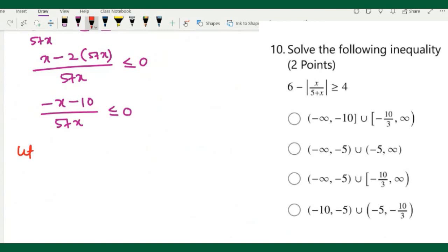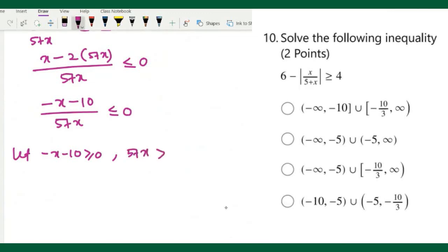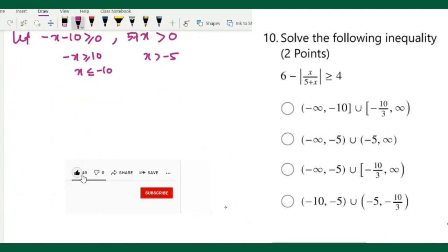Okay, number line positif negatif at all time. You need to let negative x minus 10 more than or equals to 0 and 5 plus x more than 0, sebab denominator kan dia tak boleh ambil nilai negative 5. So it will be more than only lah. So selesaikan yang ini, we end up having negative x more than or equals to 10, x will be less than or equals to negative 10. And from this, x more than negative 5.